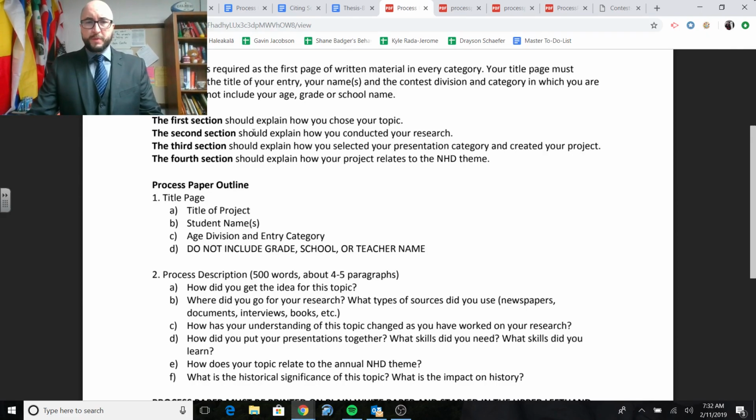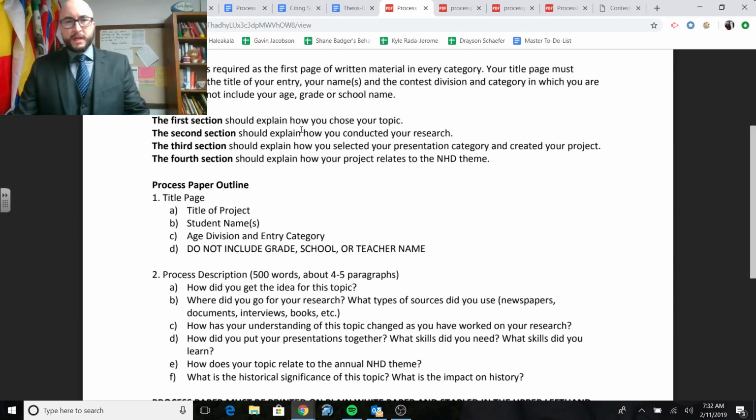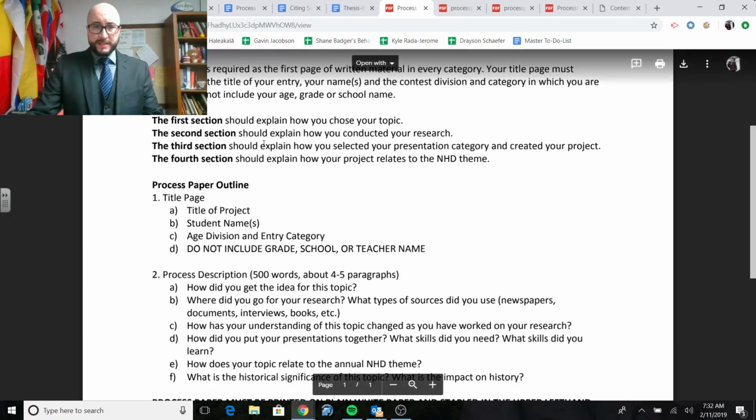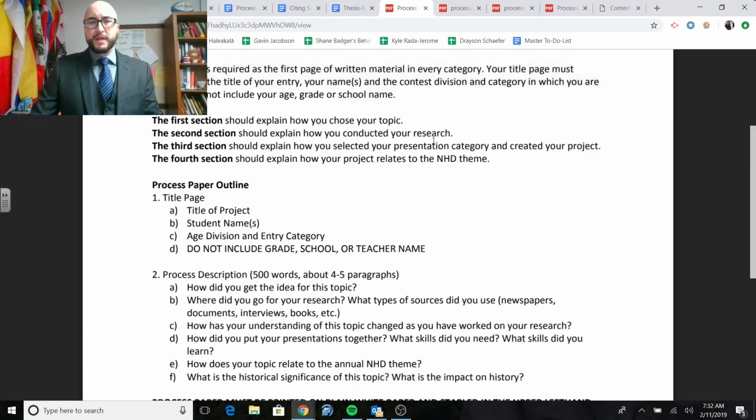So the first part should explain how you chose your topic. Just think about it as a question. Like if I asked you, why did you choose your topic? Write 125 words about that. The second section should explain how you conducted your research. So a question could be, how did you conduct your research? Like what did you do to conduct your research?